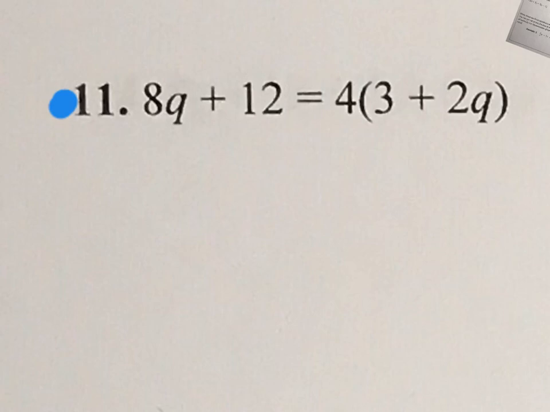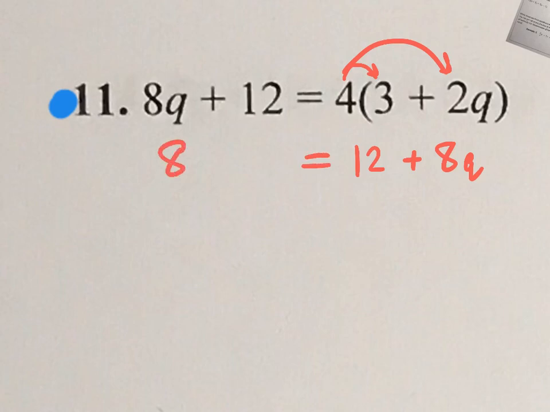On the right side, we do have distributive property. So let's go 4 times 3, that's 12. 4 times 2, that's 8q, and it is positive. So I've simplified both sides. Let me bring down the left side.